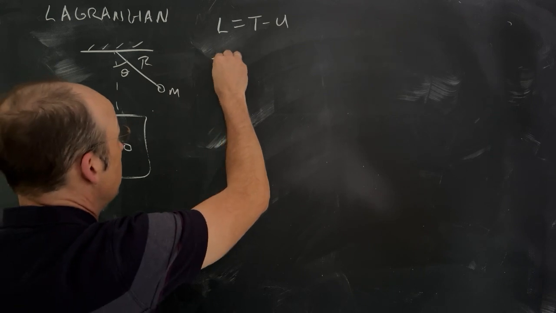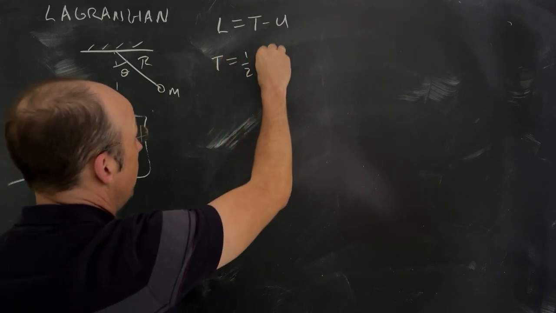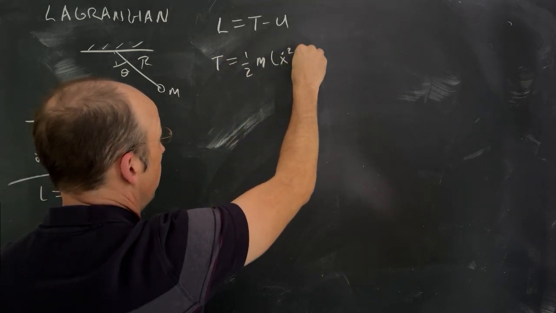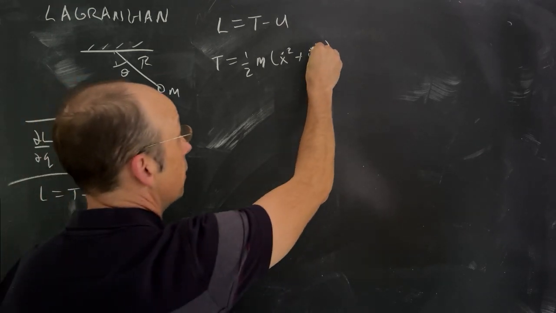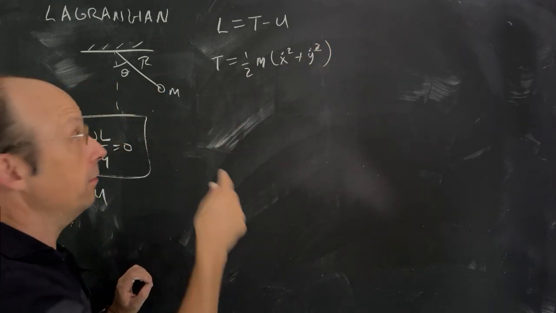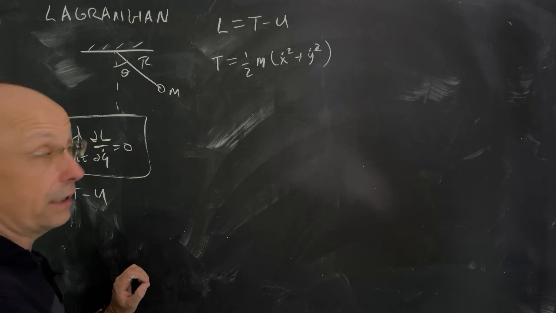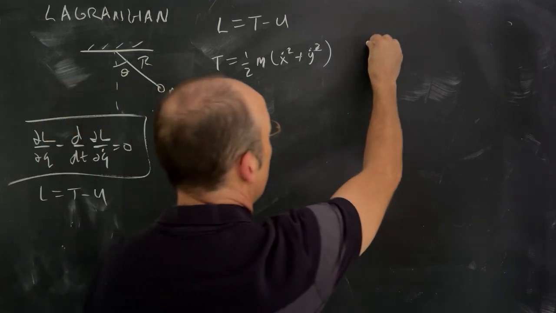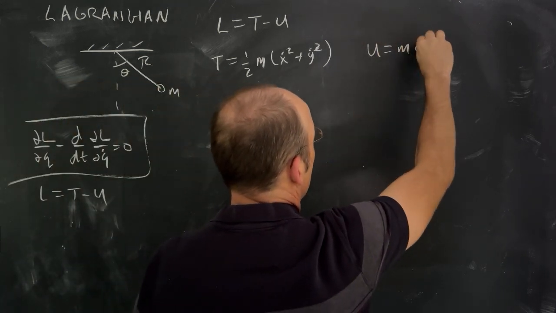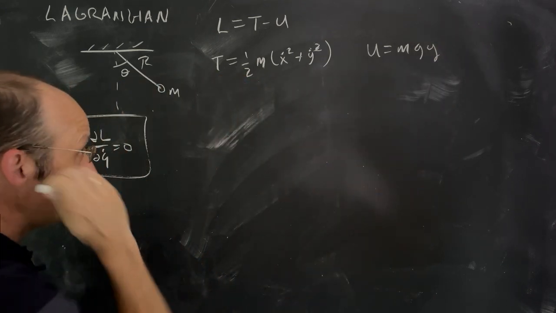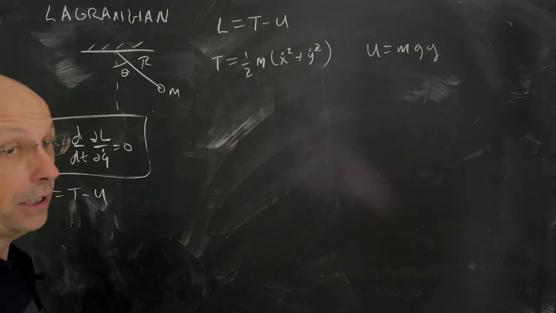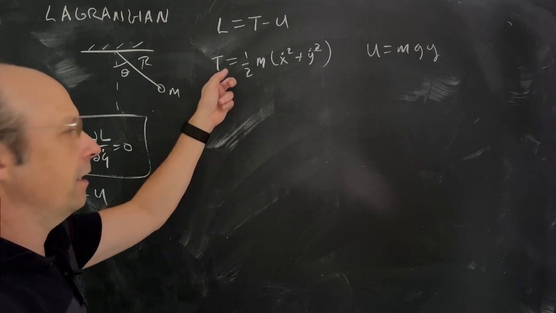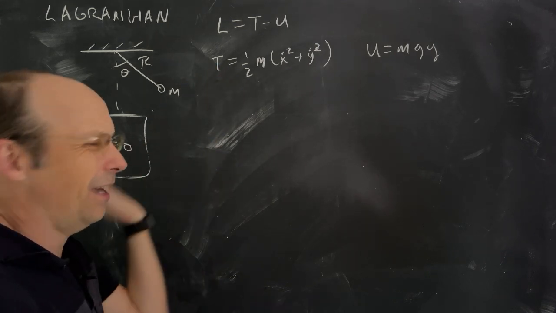So I can say T is 1/2 m times x dot squared plus y dot squared, right? It's the velocity. In Cartesian coordinates, I have to realize it's moving in two dimensions. And then U is mgy. Those are my kinetic and potential energy. I didn't say this, but we use T for kinetic energy. But I did that in the previous video too.